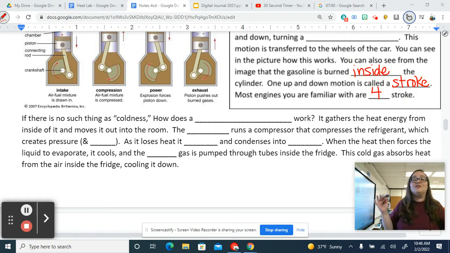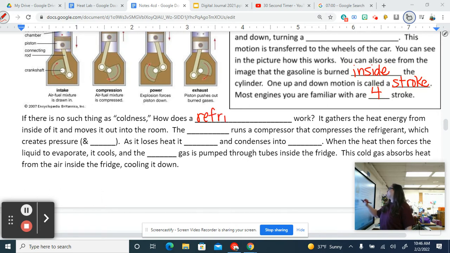For this, what you've got to know is that a refrigerator does the opposite of normal. Normally, heat moves from a warm area to a cold area. A refrigerator manages to move heat from a cold area out into the room, into a warmer area. That's the basics of a refrigerator, or the part at least that you need to know for me. If there is no such thing as cold, how does a refrigerator work? It gathers the heat energy from inside of it and moves it out into the room. So that's the part you need to know. That's your TQA. It moves from a cold area to a warmer area.